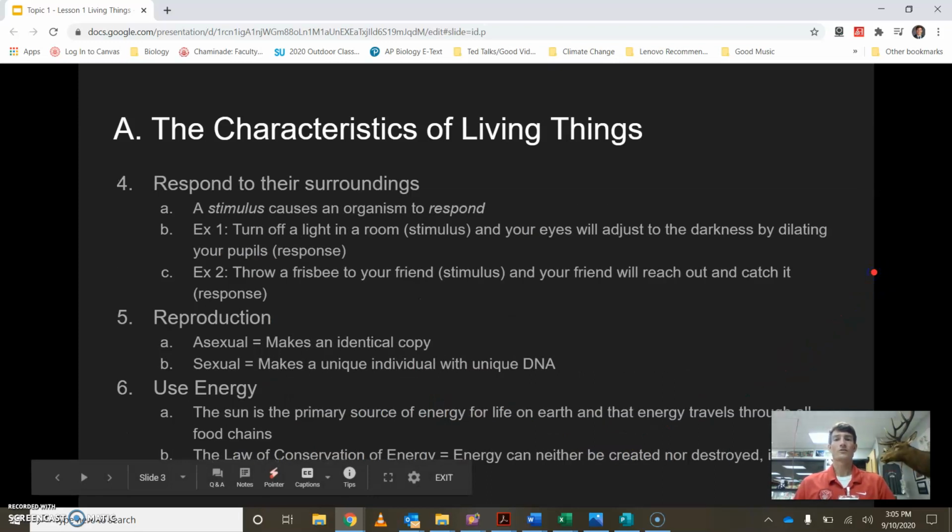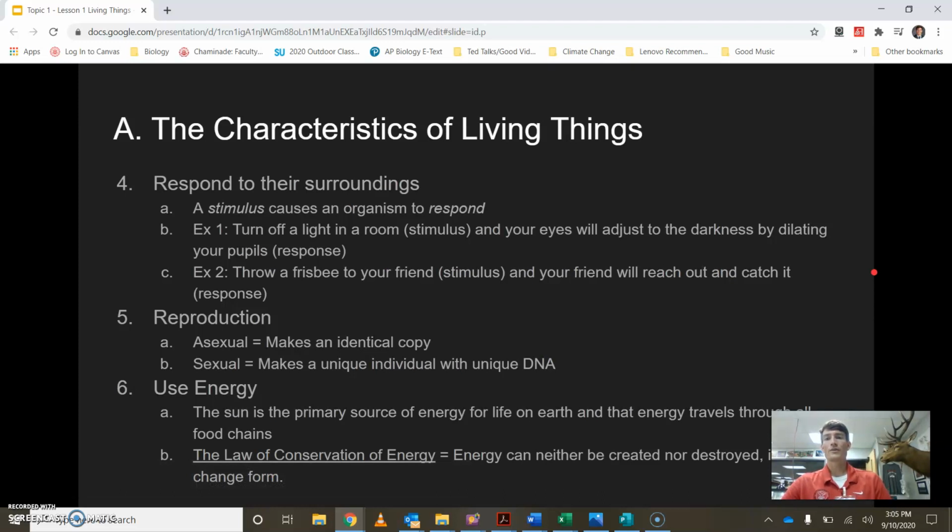The 4th characteristic of living things is that they respond to their environment. When you respond to your environment, that could be anything caused by a stimulus. So a stimulus is something that causes a response. It can take many, many different forms.